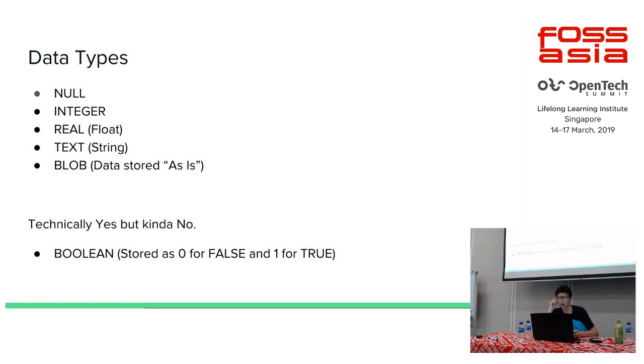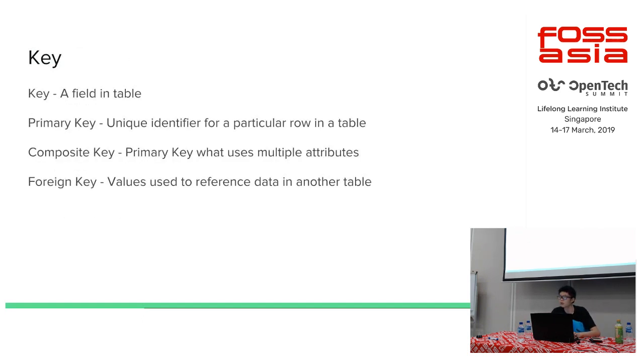Yeah. So similarly, Boolean is basically the true/false data type. In SQLite, the Boolean data type does not actually exist. However, we can work around this by using 0 and 1 to stand for false and true. So if you want to store something as false, you just store it as 0, and when you read it out, 0 equals false. Okay, we'll move on to keys.